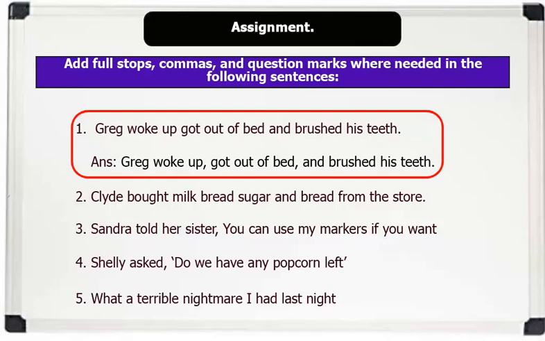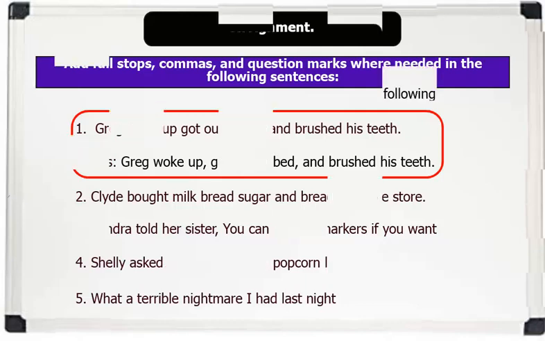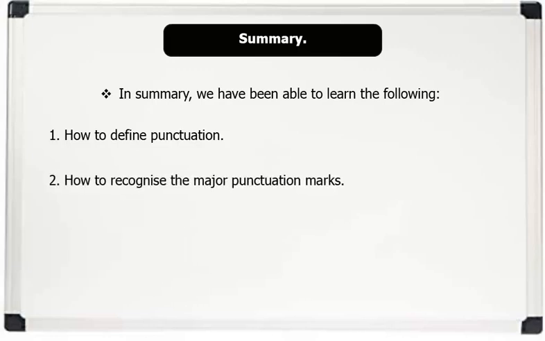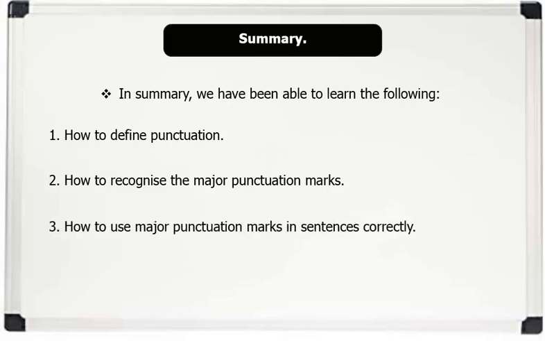Let us go over to summary. In summary, we've been able to learn the following: 1. How to define punctuation. 2. How to recognize the major punctuation marks. 3. How to use major punctuation marks in sentences correctly.